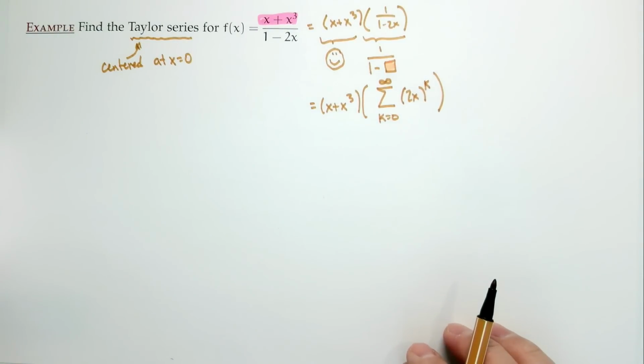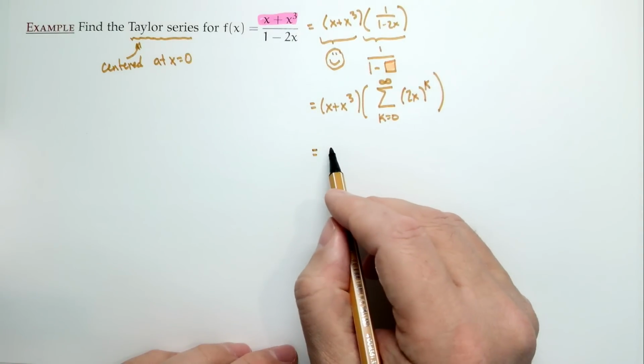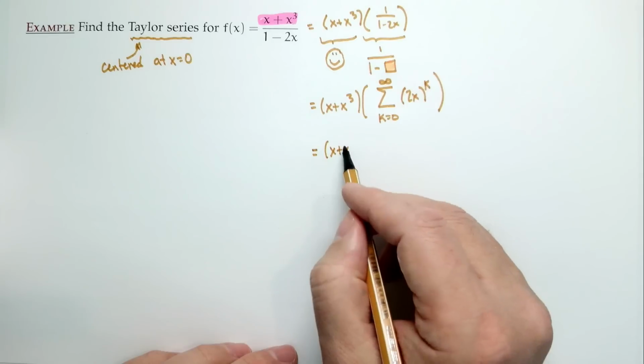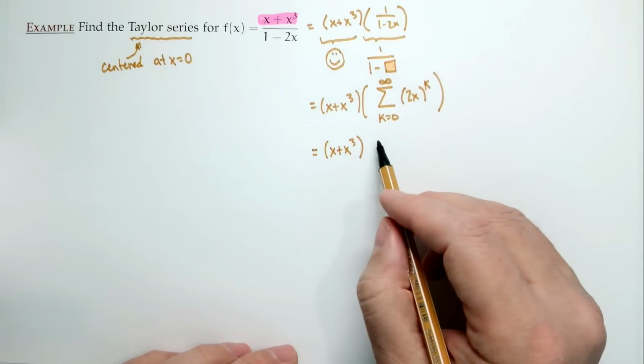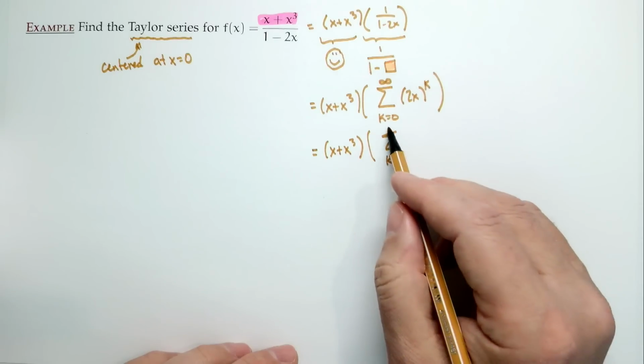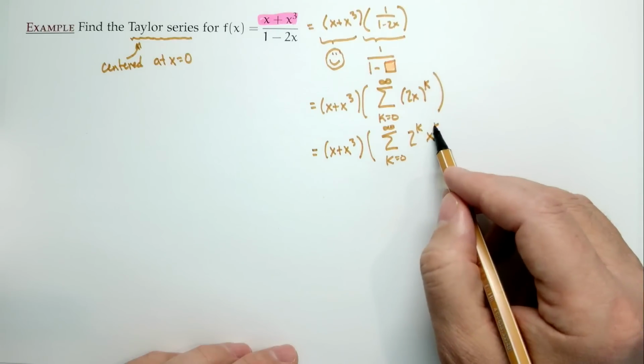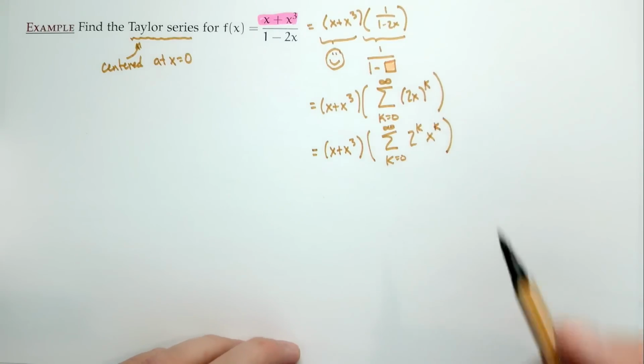All right, cool. So let's work with this. So that's x plus x cubed, and I'm not going to do very much here. That's the sum, k equals 0 to infinity, 2 to the k, x to the k. Now I want to keep going here.